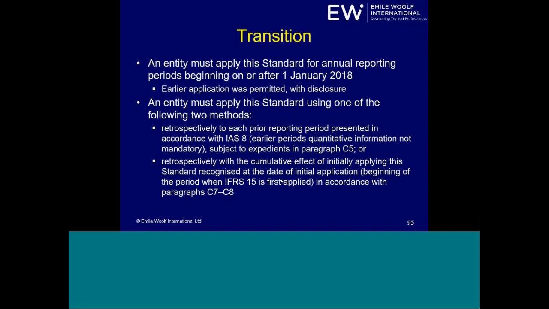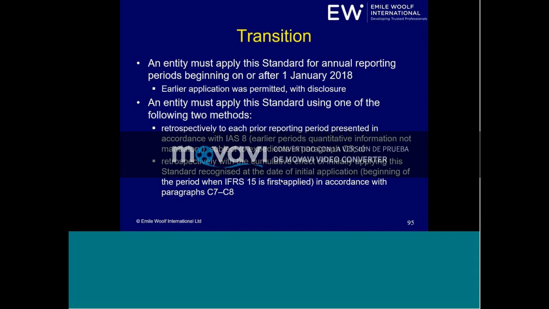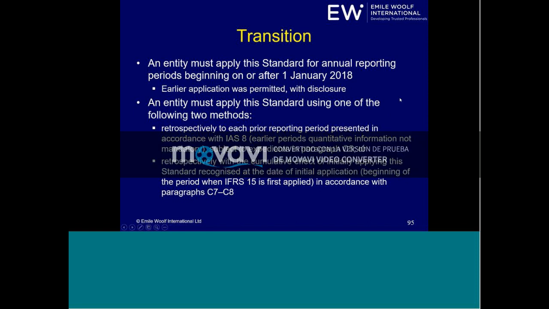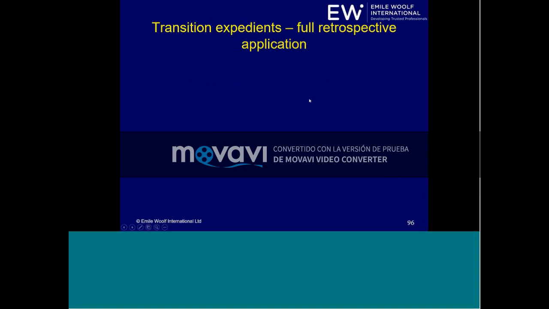Additional descriptions in paragraphs C7 and C8, which is, I guess one might have to say, the most preferred method, because it is going to give full comparability between 2018 and a restated 2017. There are a number of expedients. You can choose which ones you want.